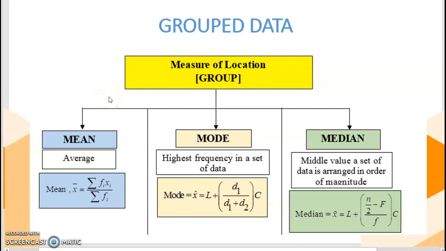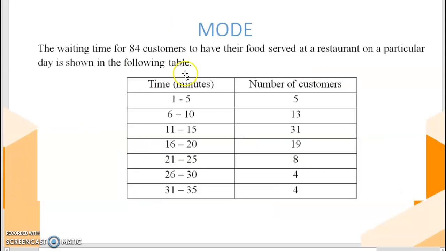Hi everyone, in this video we are going to find mode for the group data. Please remember mode is the highest frequency in a set of data. Now we look at example. We have 84 customers and the data is about waiting time.